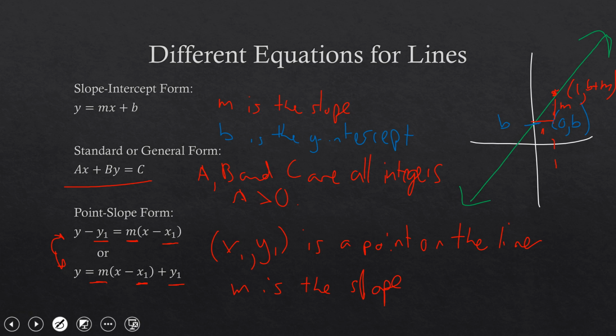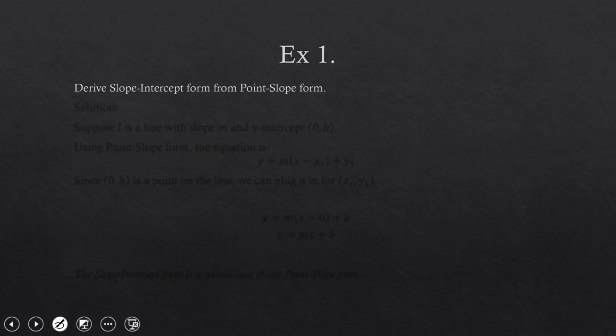Alright, so let's look at some examples. The first example is to derive the slope-intercept form from the point-slope form. So what does that mean? Well, we're starting with the point-slope form. Okay, it's a little confusing to read. So we're starting here, start, and we're trying to finish here, finish.